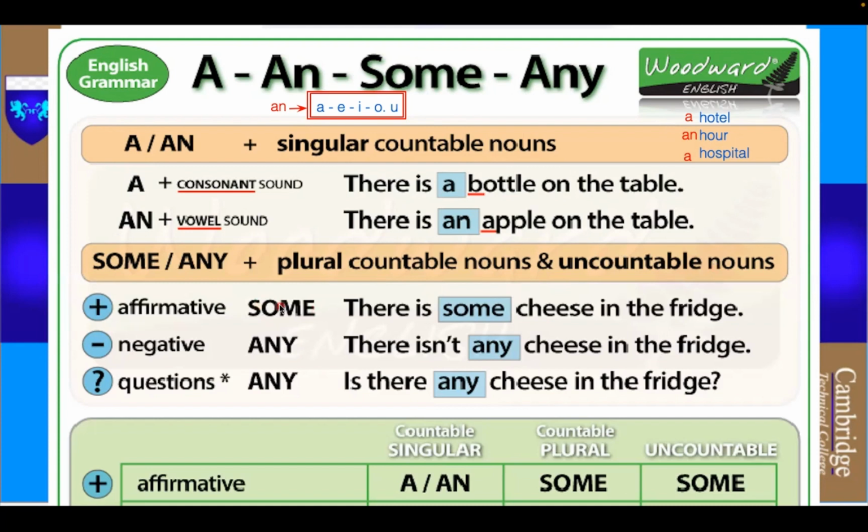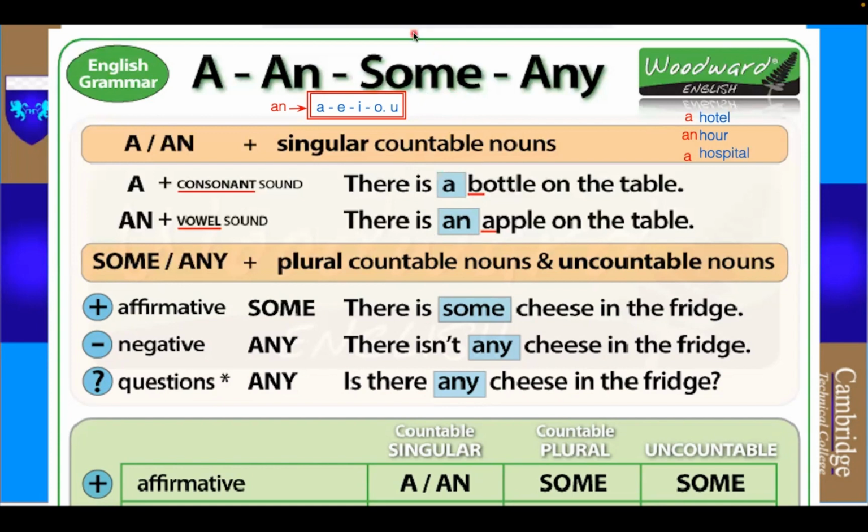For example, we have some: there is some cheese. Negative, any: there isn't any cheese. So both of them are very simple. We use some and any in the plural, only in the plural. A and an we use with the singular. Okay?